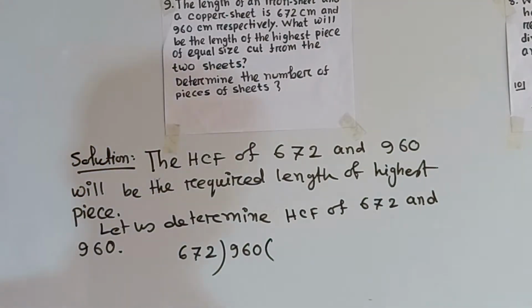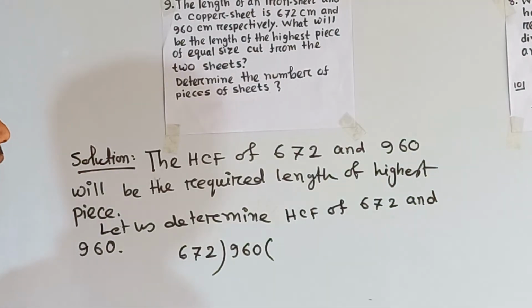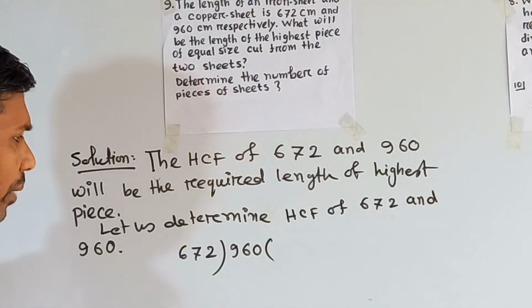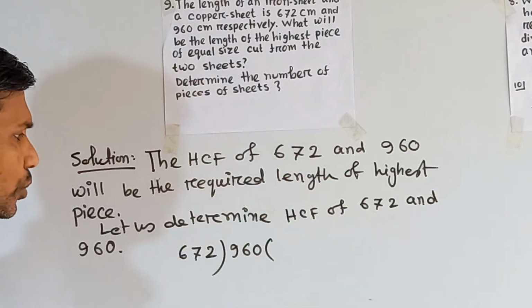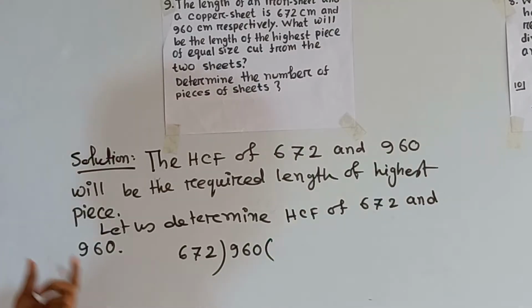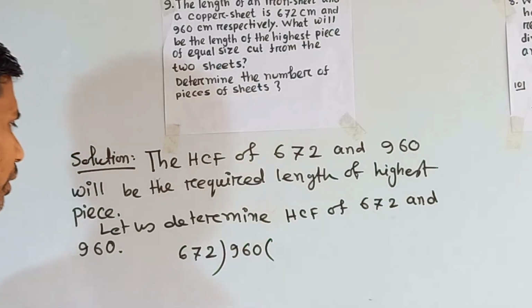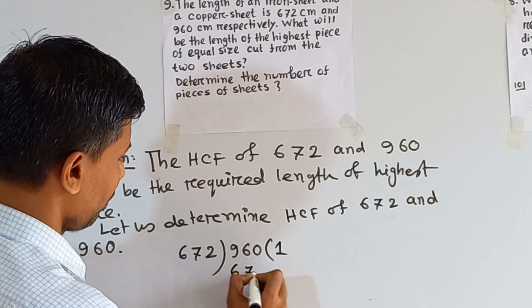We will solve the HCF using the division process. Because these two numbers are big numbers, the division process is easier than another process. You can also solve with the help of the prime factorization process. But as the numbers are so large, it is very easy if you solve with the help of the division process.